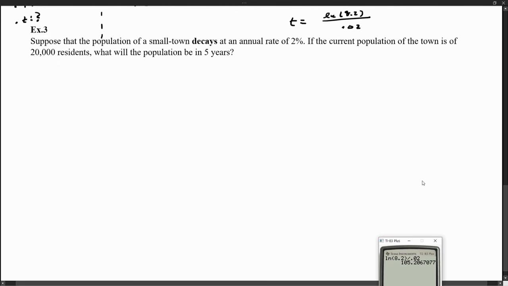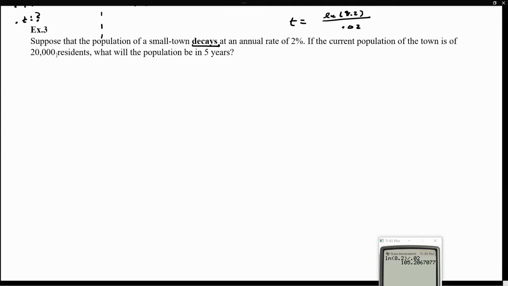The last example that we're going to be looking at is whenever we have situations of not growth but decay. So let's suppose that the population of a small town is now not increasing. Notice that we're using the word decay, so over time the population is going to go down. And now the decay is of 2%. So if the current population of the town is 20,000 residents, what is going to be the population in 5 years?